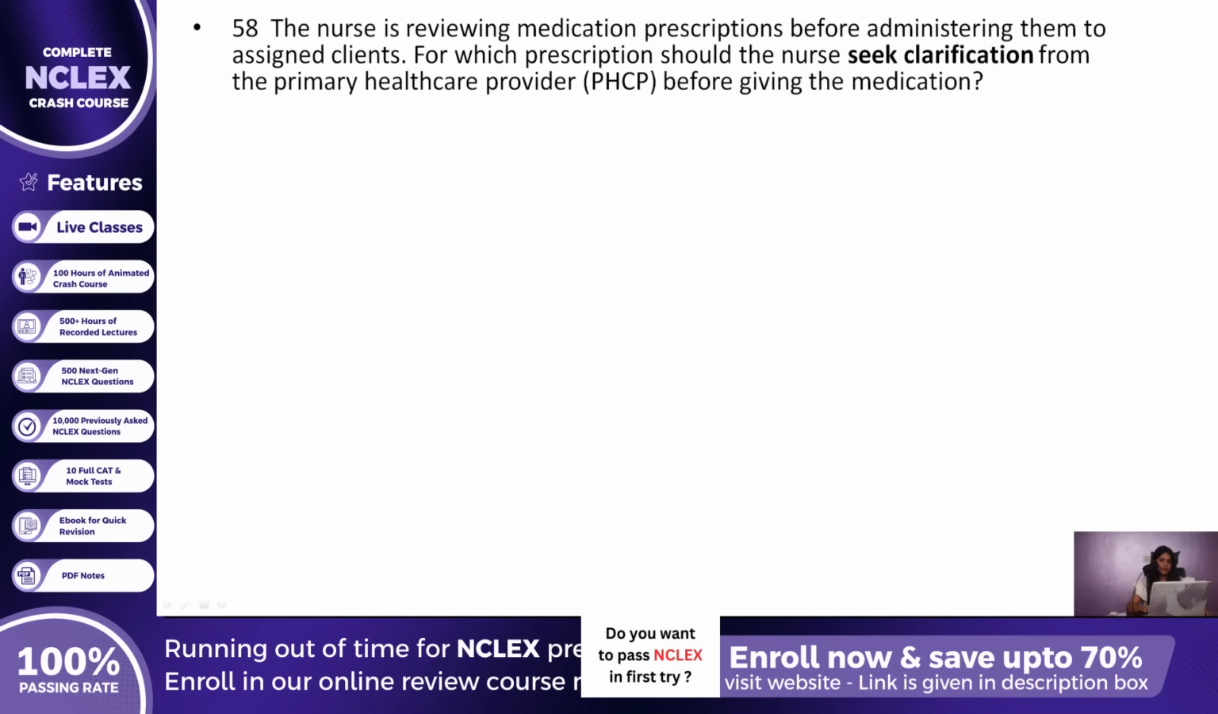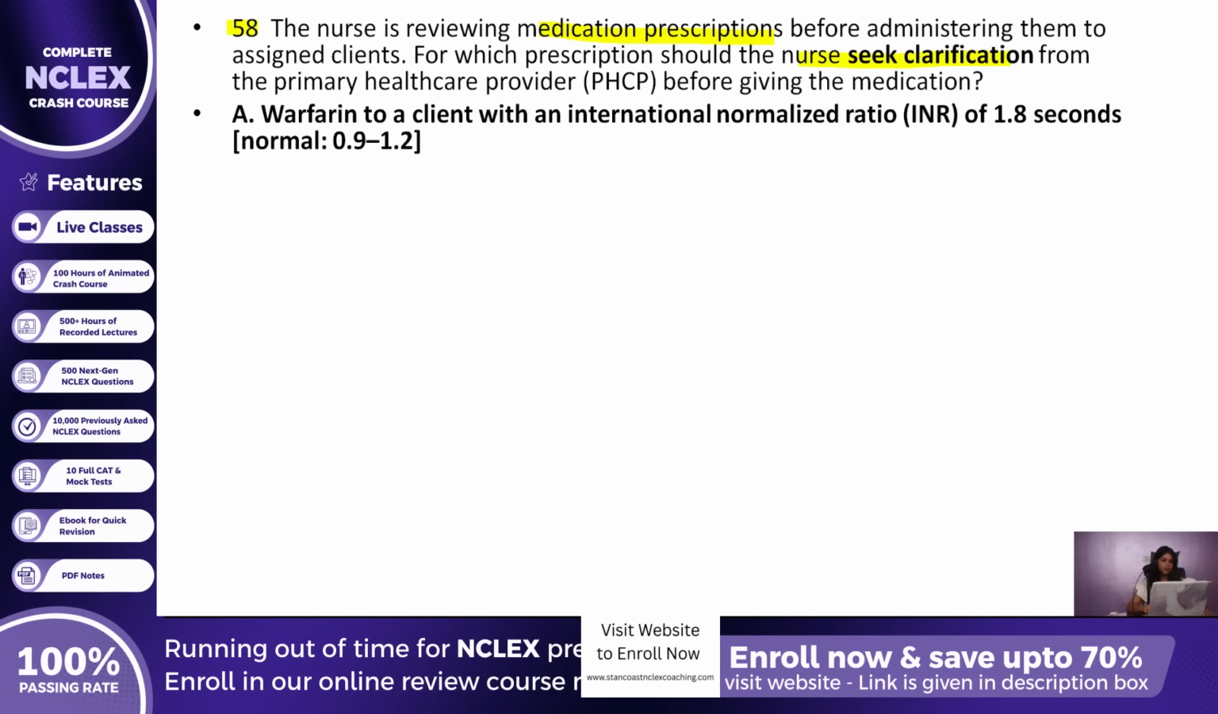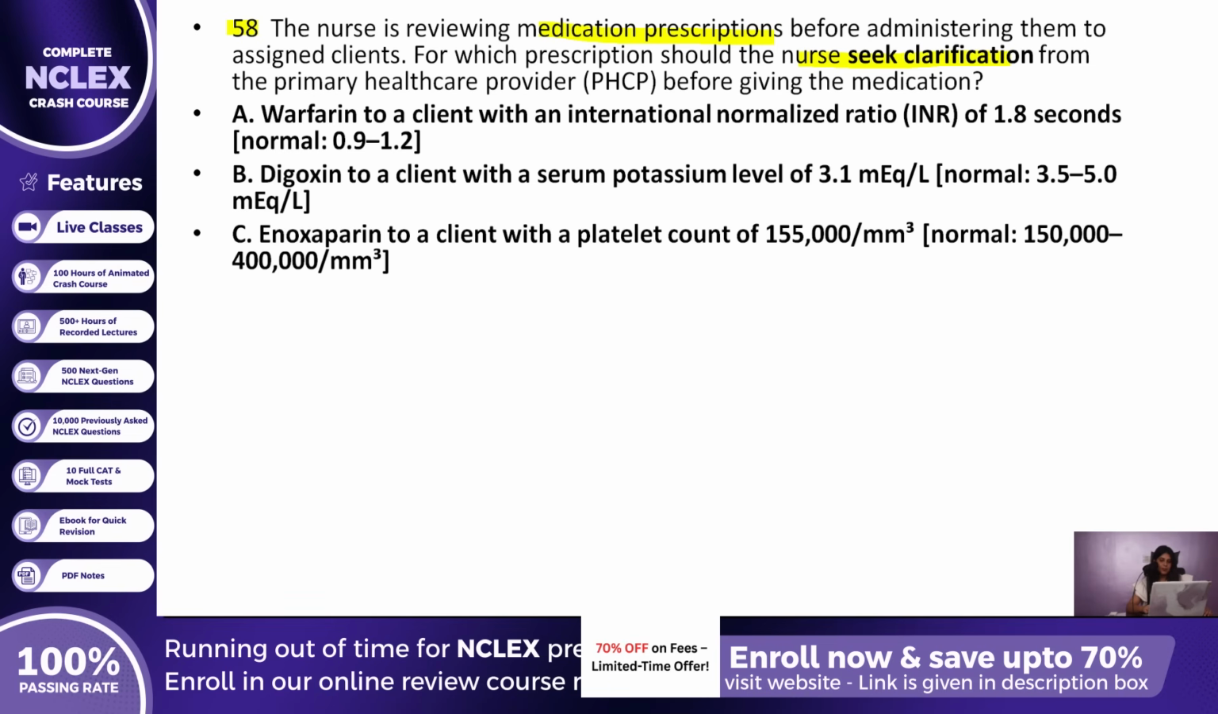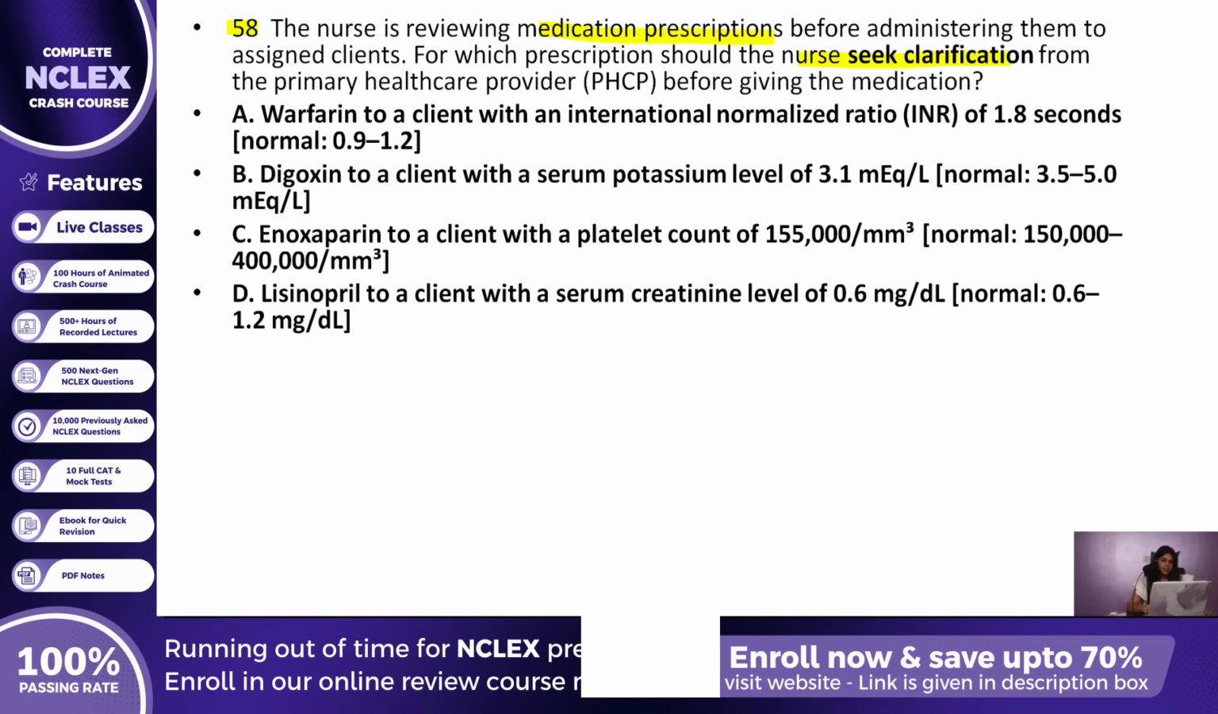Here's a question focusing on safe medication administration. Question 58. The nurse is reviewing medication prescriptions for assigned clients and must identify which one needs clarification before proceeding. The options are Option A, warfarin for a client with an international normalized ratio, or INR, of 1.8 seconds. Option B, digoxin for a client whose serum potassium level is 3.1 milliequivalents per liter. Option C, enoxaparin for a client with a platelet count of 155,000 per cubic millimeter. And Option D, lisinopril for a client whose serum creatinine level is 0.6 milligrams per deciliter.